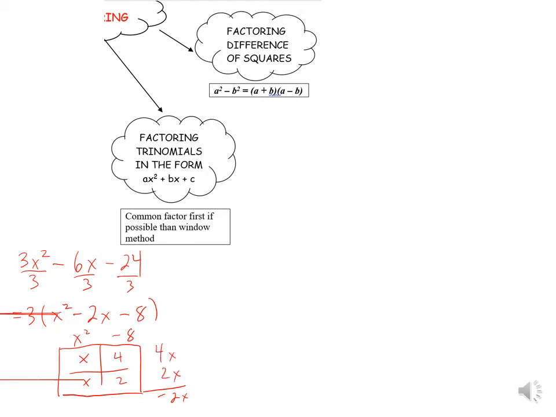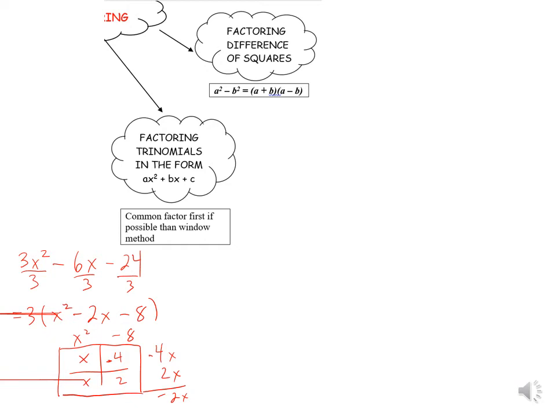Anyone know how to get negative 2 out of that? 4 plus 2 is 6. 4 minus 2 is 2. 2 minus 4, though, so if we make the 4 negative, which if that's negative, that's got to be negative. Negative 4 plus 2, negative 2, checks out. 2 times negative 4, negative 8, perfect.